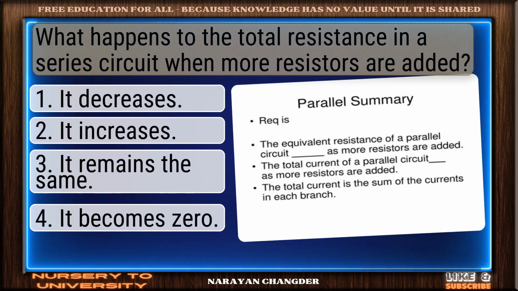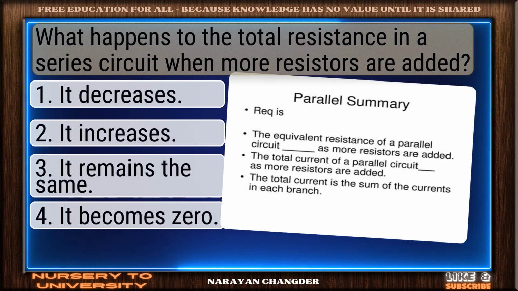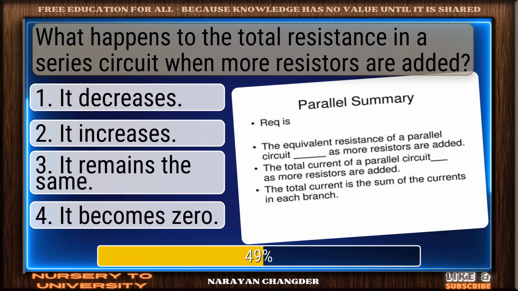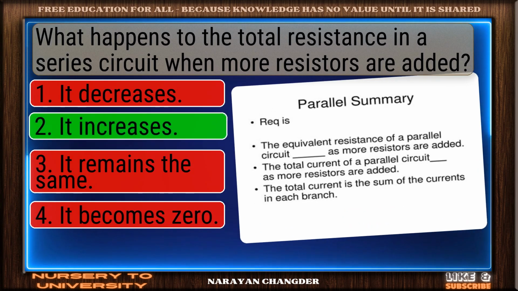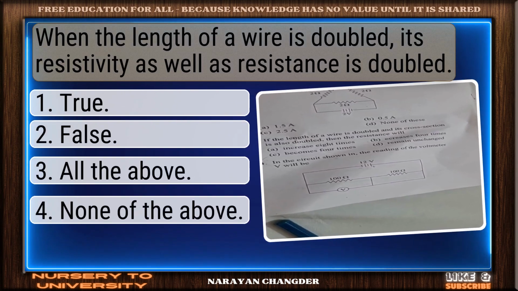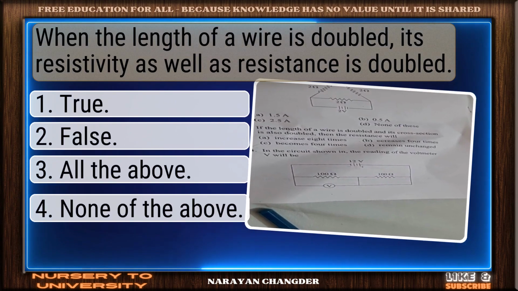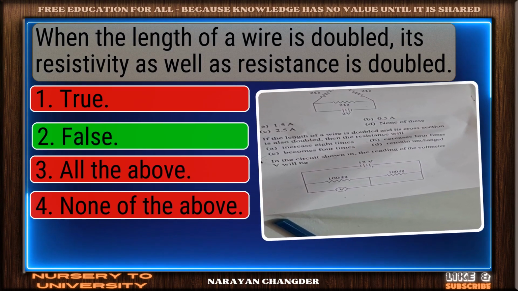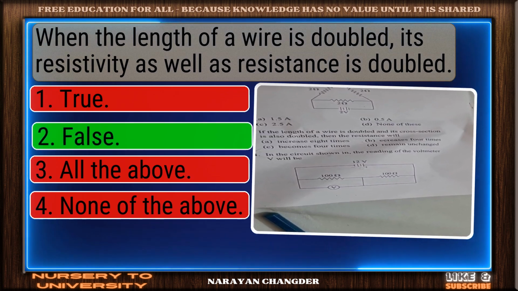What happens to the total resistance in a series circuit when more resistors are added? Great job. It increases is accurate. When the length of a wire is doubled, its resistivity as well as resistance is doubled. Nicely done. False is solid.